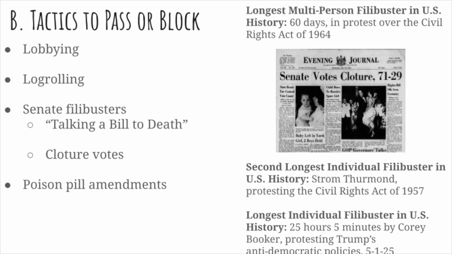It's probably the single most important way that any legislation gets passed, since majorities tend to be pretty narrow and you have to rely on other people to get legislation passed.